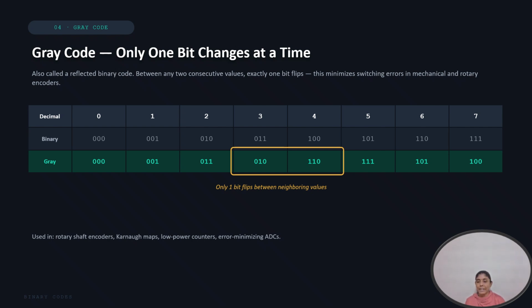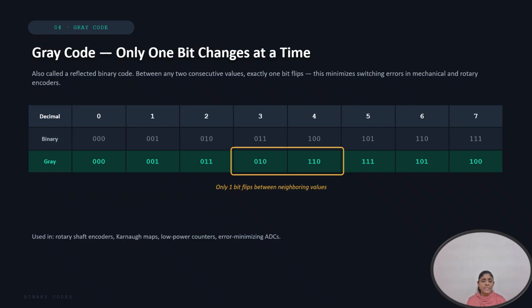So 1 should be written as such. What is the next representation? What is your next consecutive bit? 0. What is the LSB? 1. So 0 and 1 should be XORed. What is 0 XOR 1? 1. That is how the binary is converted into gray code. So only one bit flips between the neighboring values.